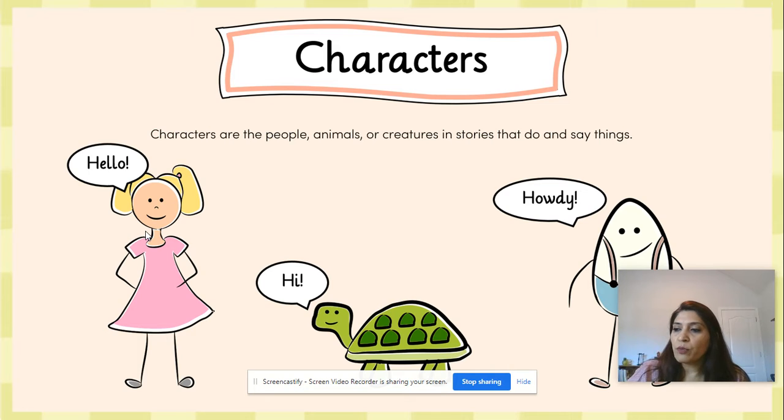Now, in the classroom, we read another story called The Day the Crayons Quit. Well, who are the characters in that story? Obviously, crayons. So in a story, a character can be a person, it can be an animal, it can also be things.